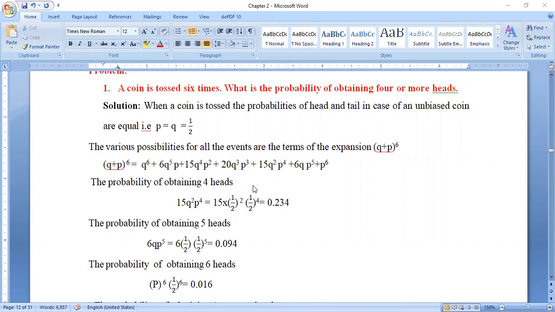In this problem, when the coins are tossed, what is the probability of obtaining 4 or more heads? The examiner will ask in this way, so we have to solve this problem. And sometimes, even though this problem is given, they will ask to fit the binomial distribution for the expected frequency. We need to find out the expected frequency. We will see that in the next class.